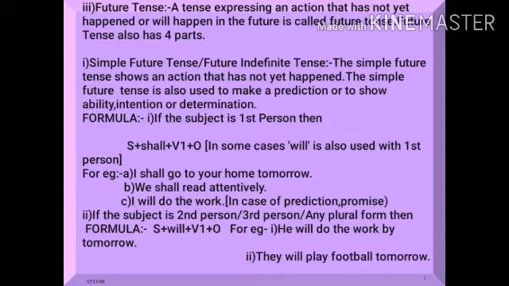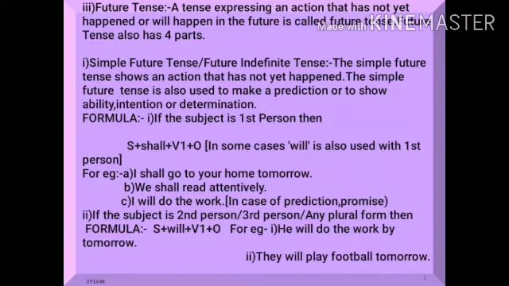Now you see the formula. If the subject is first person, then we will apply this formula: subject plus shall plus V1 plus object. Here I have written a small note on the right hand side within brackets: in some cases will is also used with first person. Where to use will, I will tell you. For example, I shall go to your home tomorrow. Here I is the subject, then shall according to the formula, then go, which is V1, then to your home, it is the object, and tomorrow is the time, which tells us about the future time.